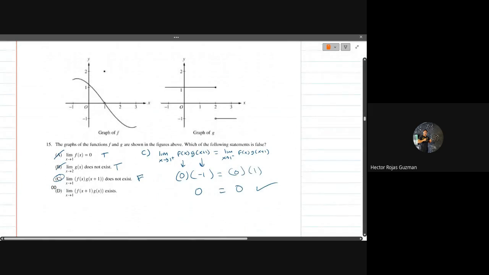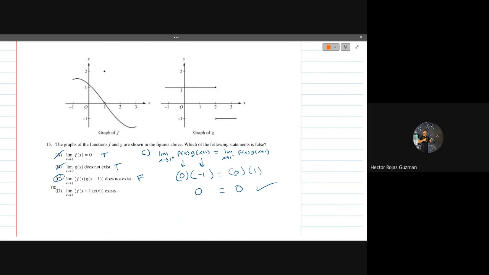Oh, another question that you guys already asked me in class. Number 15. So we're just going to talk about my work right here. Which of the following statements is false? So it says the limit as x approaches 1 for f of x is 0. If you look at your graph, the limit is in fact 0, so that's true. B, the limit as x approaches 2 for g of x does not exist. That is also true, because the left-hand limit is 1 and the right-hand limit is negative 1. So they're correct. It doesn't exist. C and D. Okay. So the answer is C, as you can see by my work.